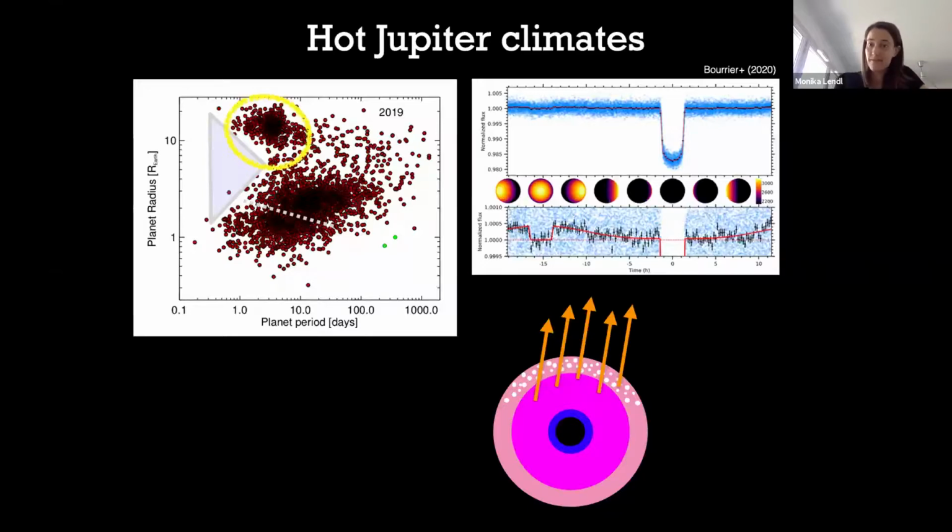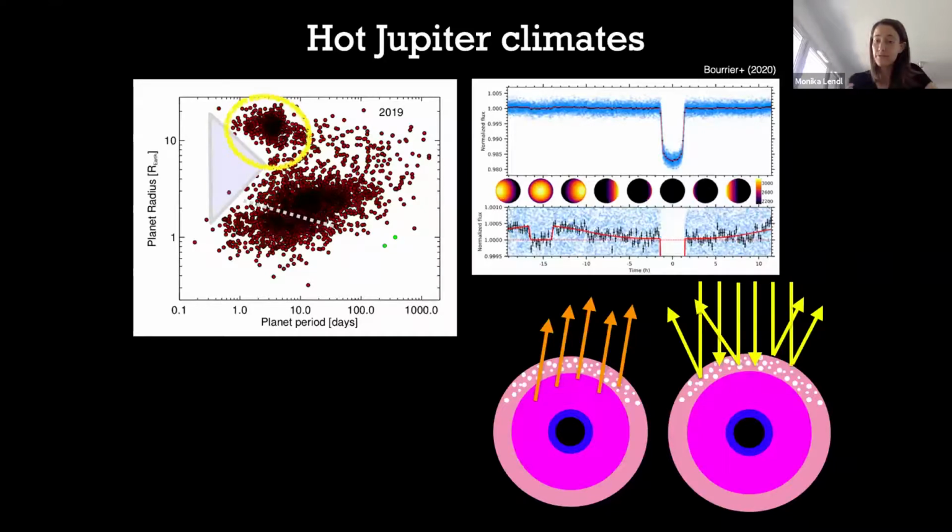And so these observations then tell us something about the emission from the planet. But for slightly cooler planets, where we have reason to assume that there are atmospheric aerosols, so clouds or hazes present, tells us also something about the reflection of the planet.